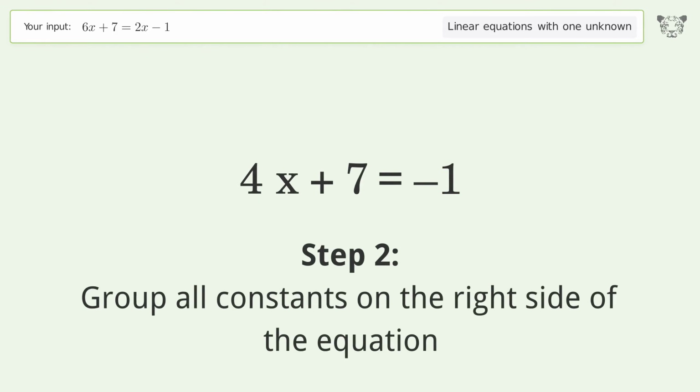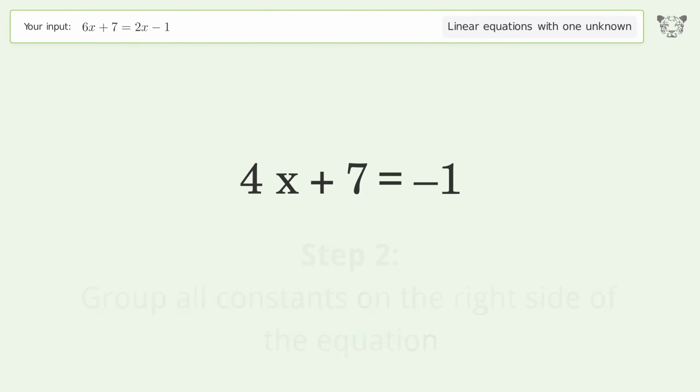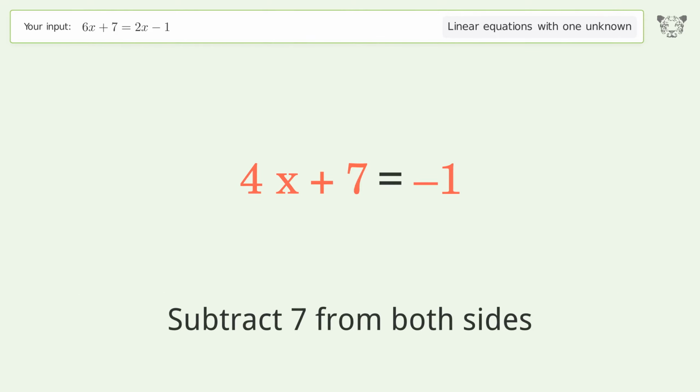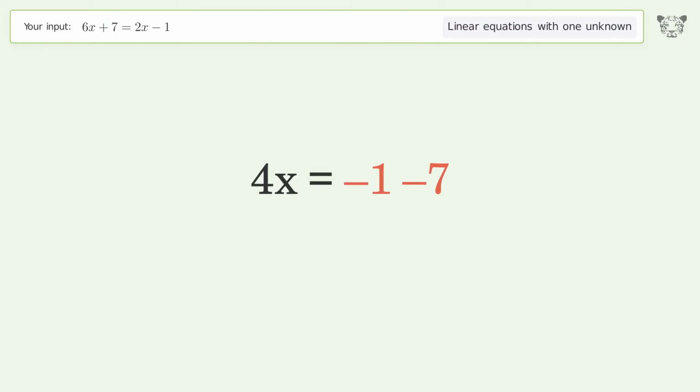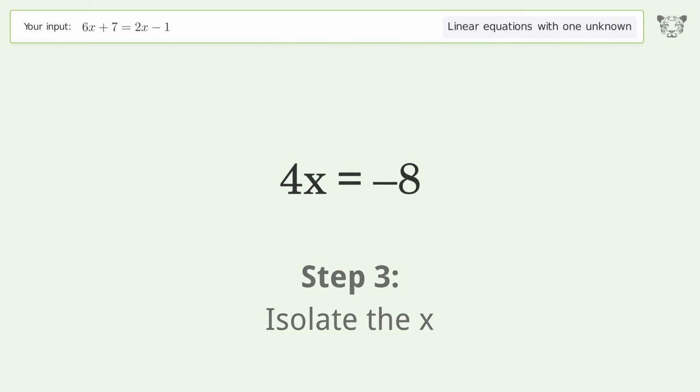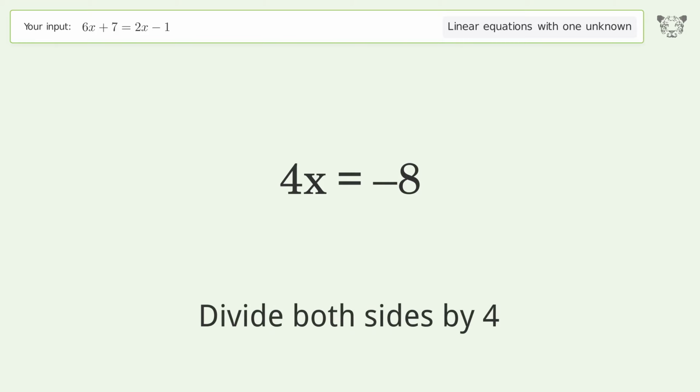Group all constants on the right side of the equation. Subtract 7 from both sides. Simplify the arithmetic. Isolate the x. Divide both sides by 4.